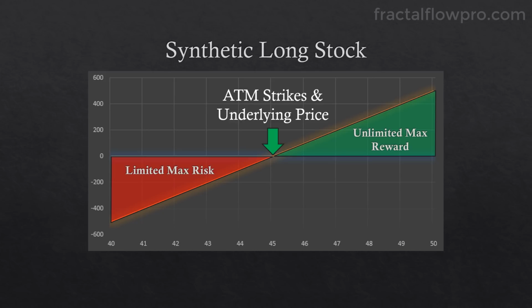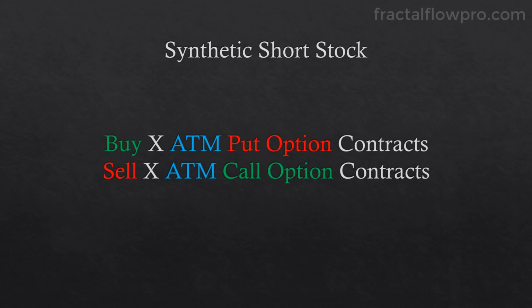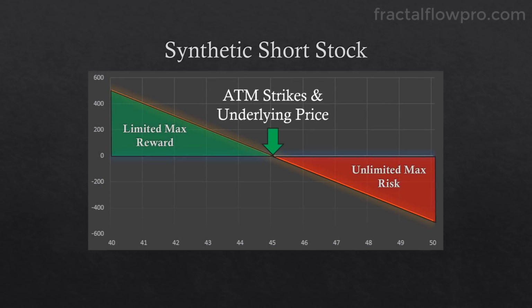There is also the possibility of simulating the payoff of shorting the underlying stock. To do that, the trader needs to buy an X number of at-the-money put option contracts and sell an X number of at-the-money call option contracts. The resulting payoff is a downsloping straight line, which is the payoff of shorting the underlying stock.